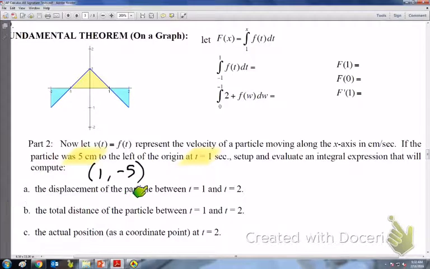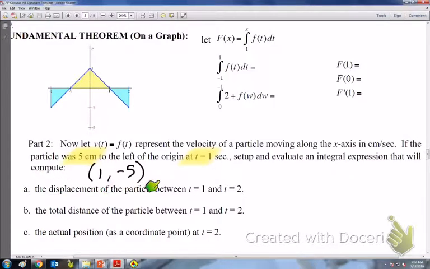So it says find the displacement of the particle between t equals 1 and t equals 2. So displacement, remember, is just where did it start, where did it end, and what's the distance between those two. So at t equals 1, we know that it's at negative 5. And then at t equals 2, we need to find the position. So I need to look at how much area has accumulated between 1 and 2. If I look at the area that's accumulated between 1 and 2, it has a base of 1 and a height of negative 1. Since this is a triangle, it's going to be 1/2 times 1 times 1. So the area of this triangle is negative 1/2.